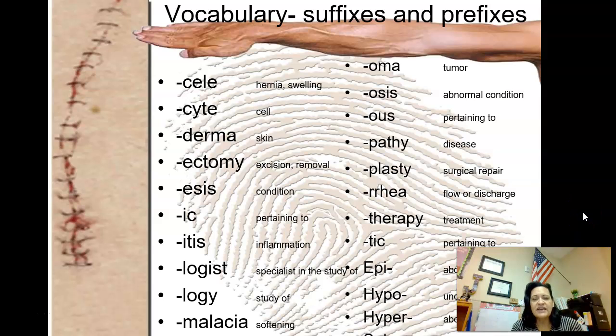Okay, here's the second page of the vocabulary with the suffixes and prefixes. If you remember, a suffix comes at the end of the word, and when you see a dash and then letters, that is a suffix. If you see letters and then a dash, that is a prefix. Go ahead and stop here and fill these in also.